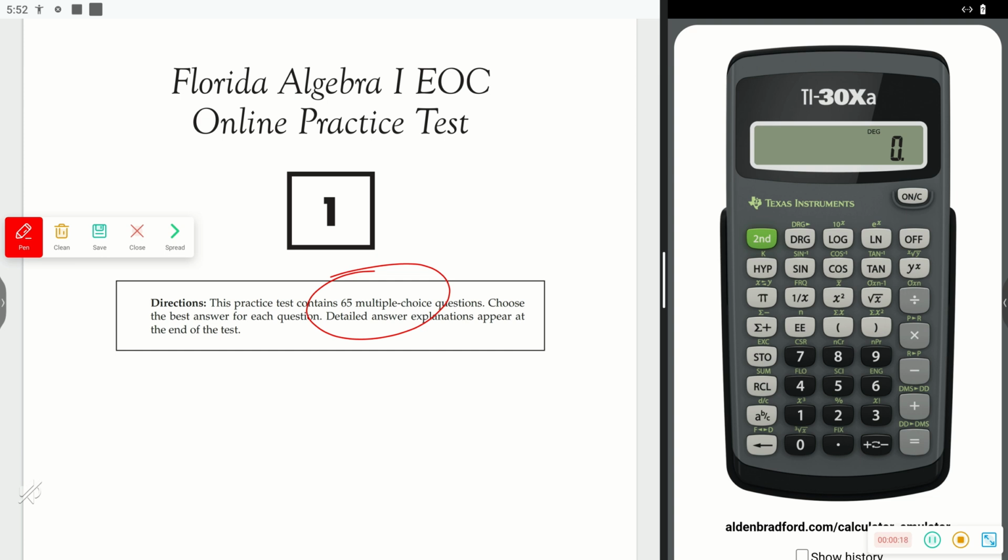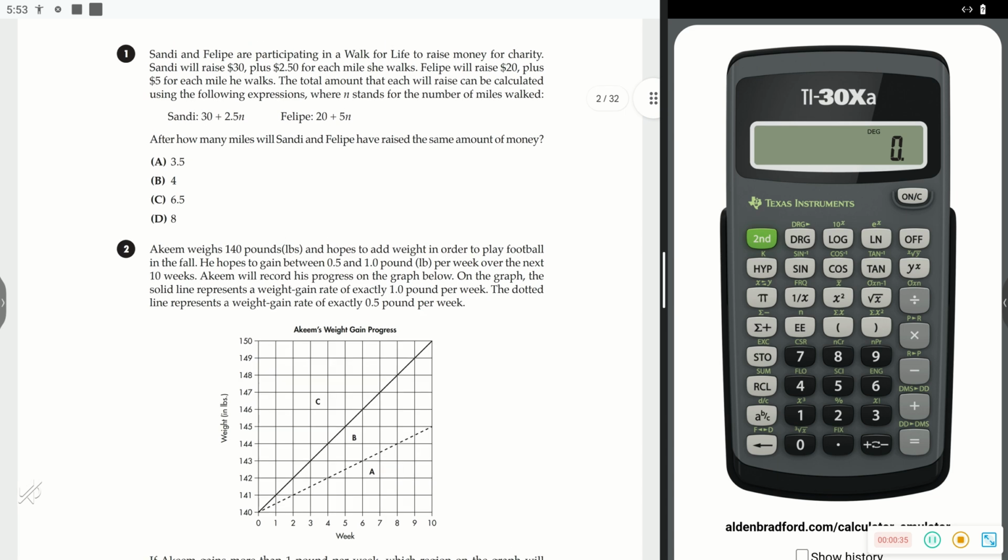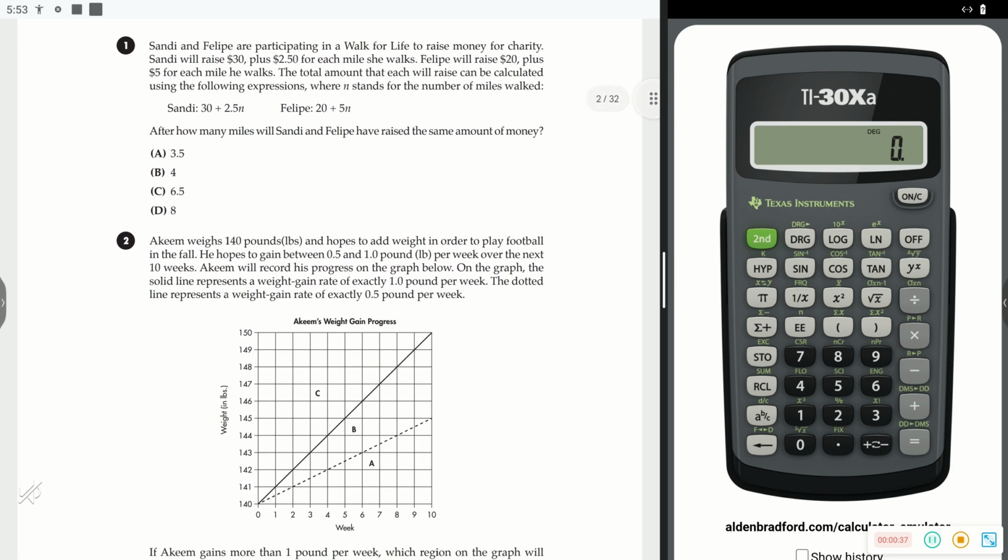On the Algebra 1 EOC, this calculator right here, the TI-30XA, is the only calculator that you're going to be allowed to use. So I have that pulled up so we can actually punch the numbers into the calculator to make sure you guys know how to properly use the calculator. So we're just going to get started now. We're going to start with number 1, and we're going to just go through all 65 questions in order.